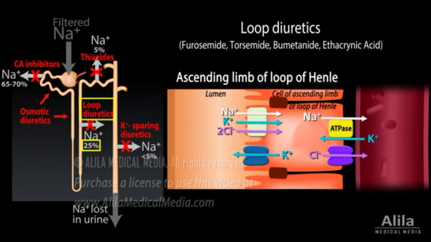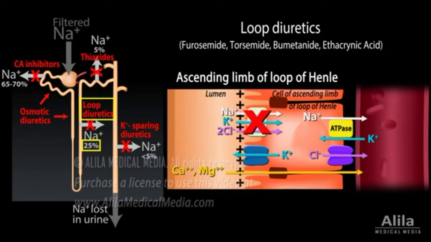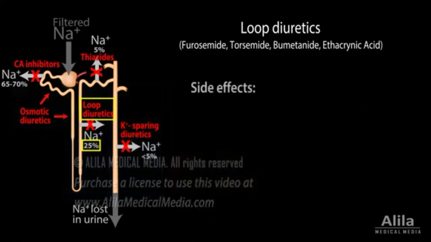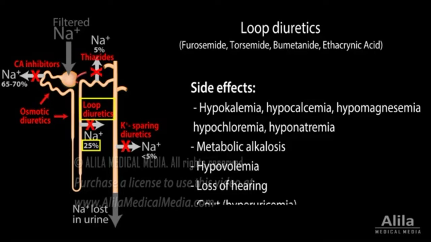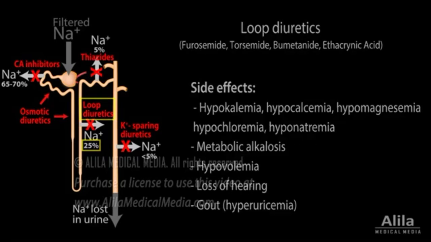Because the sodium-potassium-chloride cotransporter acts in conjunction with back diffusion of potassium to create a positive lumen potential that drives reabsorption of other positive ions, its inhibition by loop diuretics also induces a greater loss of these ions. Side effects include electrolyte imbalances, metabolic alkalosis, hypovolemia due to excessive loss of water, loss of hearing due to inhibition of a similar transporter in the inner ear, and gout due to interference with transporters involved in urate secretion.